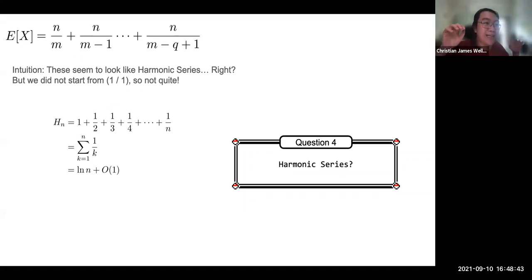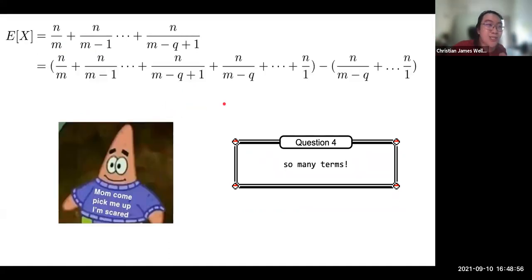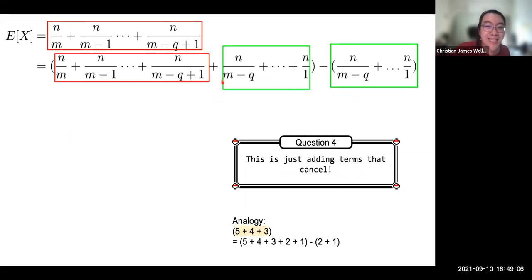But we cannot exactly apply it now because it doesn't end with 1 over 1. There's this missing lower half of the harmonic series. So what should we do? This is what we can do. We introduce more terms. This looks scary, right? But what I'm doing is actually very simple. I introduce these 2 terms that cancel off. But these 2 terms that cancel off help me so that the first original sum will go all the way to N over 1.